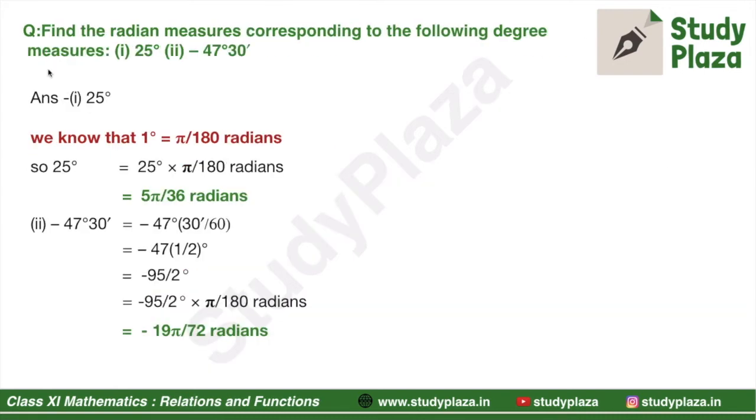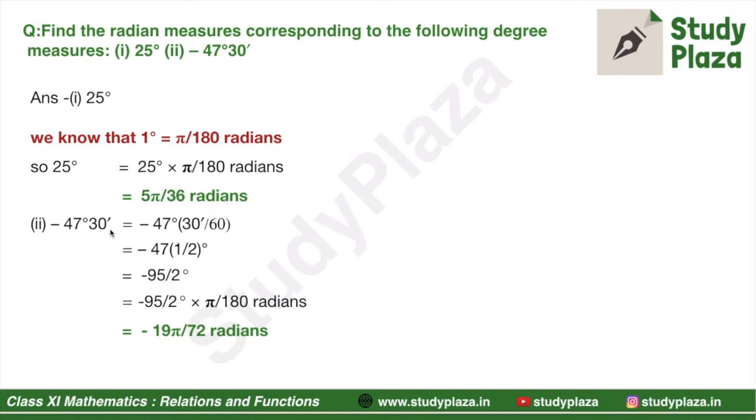To understand the concept of radians and degrees clearly, let us solve one or two questions. And the first question is, find the radian measures corresponding to following degree measures. Number 1, 25 degree, number 2, minus 47 degree 30 minutes. Let us start the first part, this 25 degree. We have to change in radians. So we will apply this formula: 1 degree is equal to pi by 180 radians. We multiply 25 degree with pi by 180 radians to get the answer, that is 5 pi upon 36 radians.